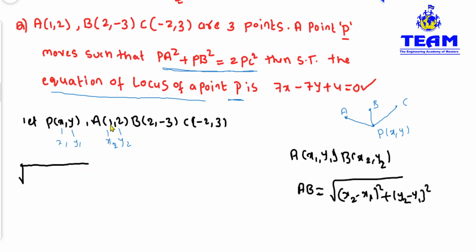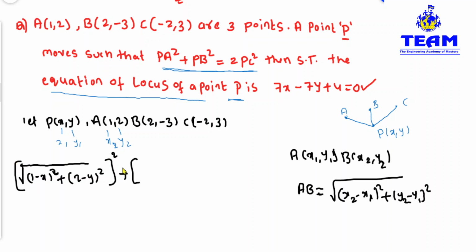Now what is PA? x2 minus x1 whole square means (1 minus x) whole square. What do you have? y2 minus y1 whole square, so (2 minus y) whole square. Now bracket square.